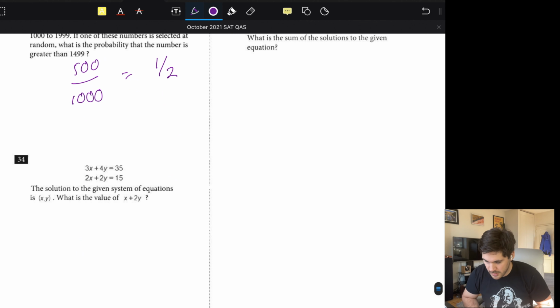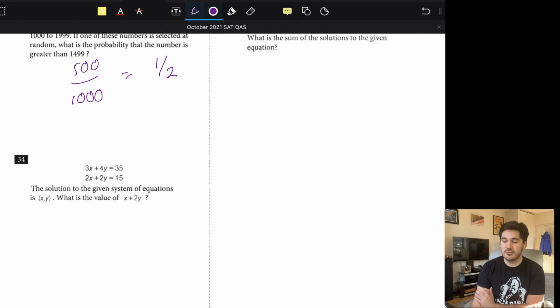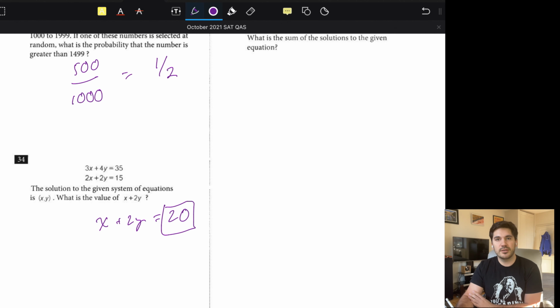Number 34, the solution is (x, y). What is the value of x plus 2y? You might notice that if you just simply subtract these two equations from each other, and this is a common thing that happens, frequently you don't need to even use substitution or elimination to get x and y. You can frequently just add or subtract the equations to get what the question is looking for. So to get x plus 2y, we can just subtract these two equations. We're going to get x plus 2y equals 20, which means our answer is 20. Cool.